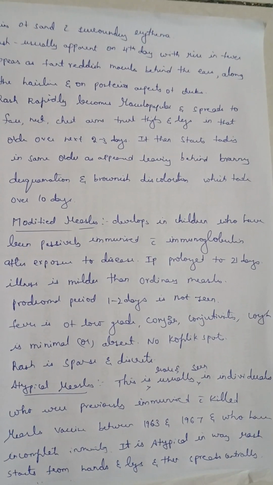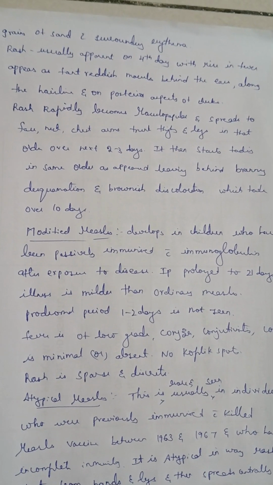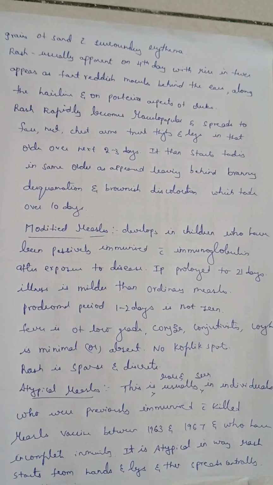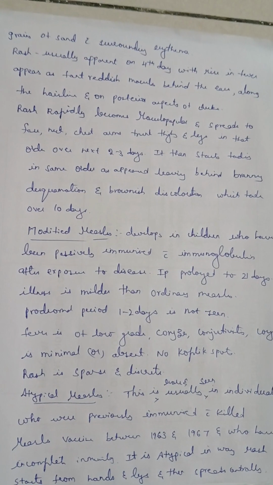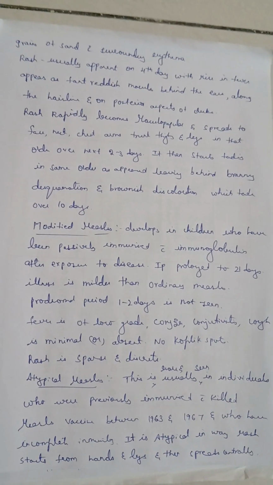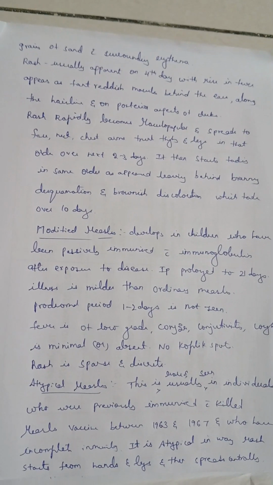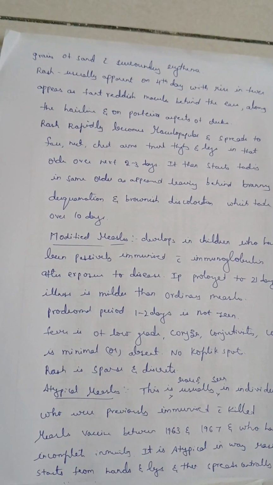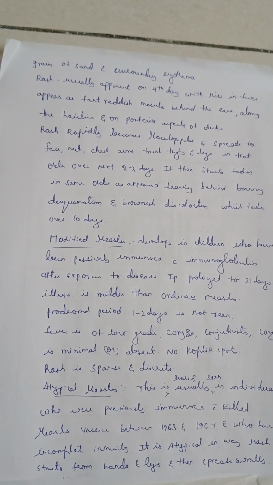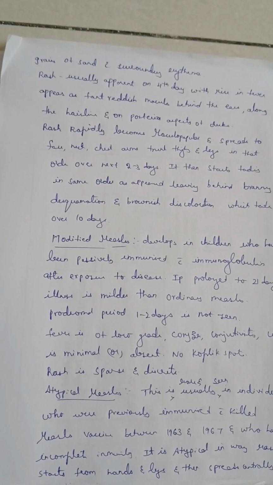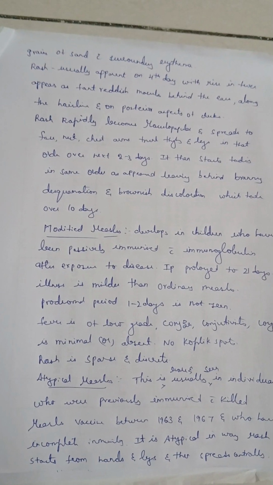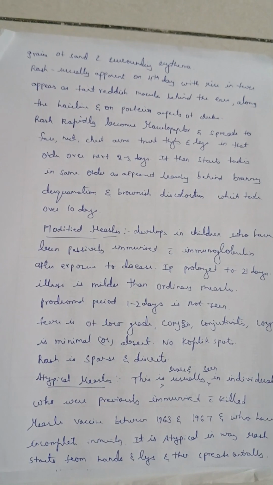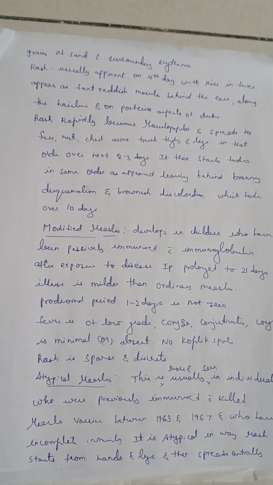The rash usually appears on the 4th day with rising fever. So remember, when the rash appears on the 4th day, it also causes rising fever. The rash appears as faint reddish macules behind the ears, along the hairline and on the posterior aspects of the cheeks, which rapidly become maculopapular and spread in descending order to the face, neck, chest, arms, trunk, thighs and legs.